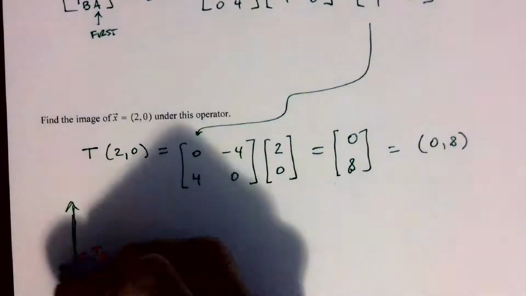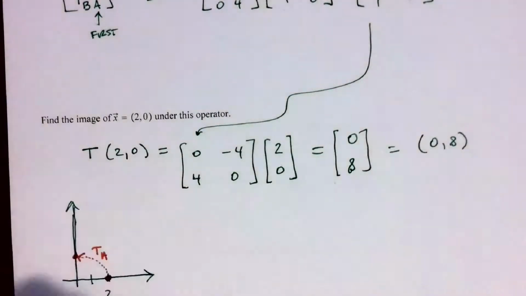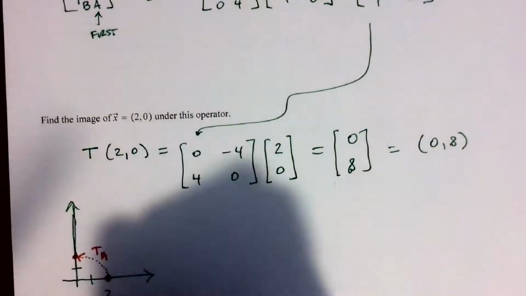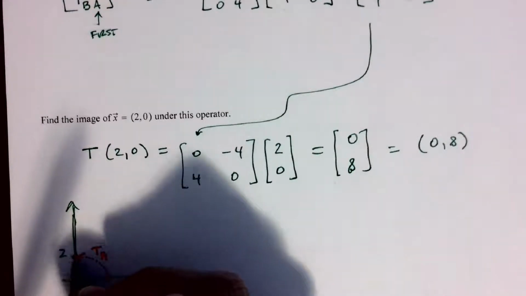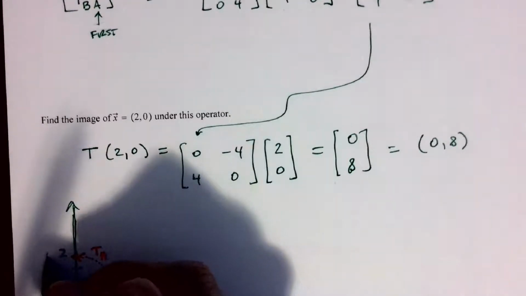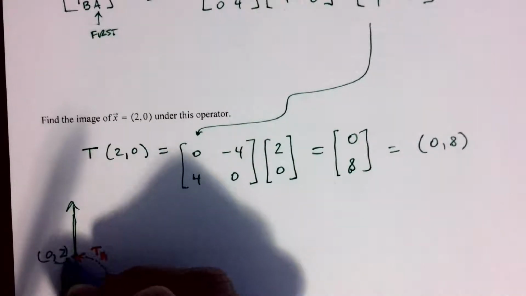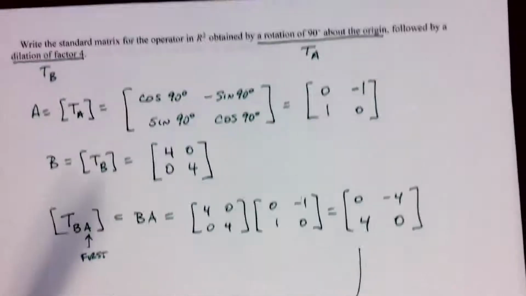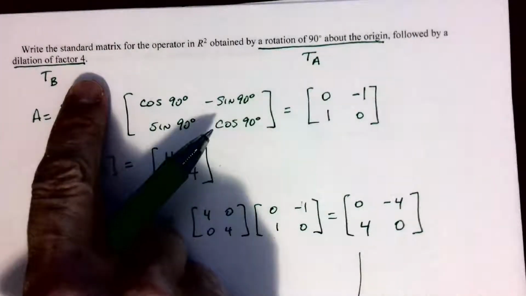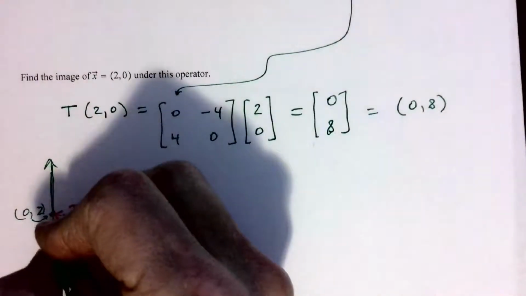At this point right here, which is what? That's 0, 2, right? There's that point there. And then what do we do? We dilate by a factor of 4, which is an expansion by a factor of 4. We basically multiply the vector by 4. So if I multiply the vector by 4, I get what?